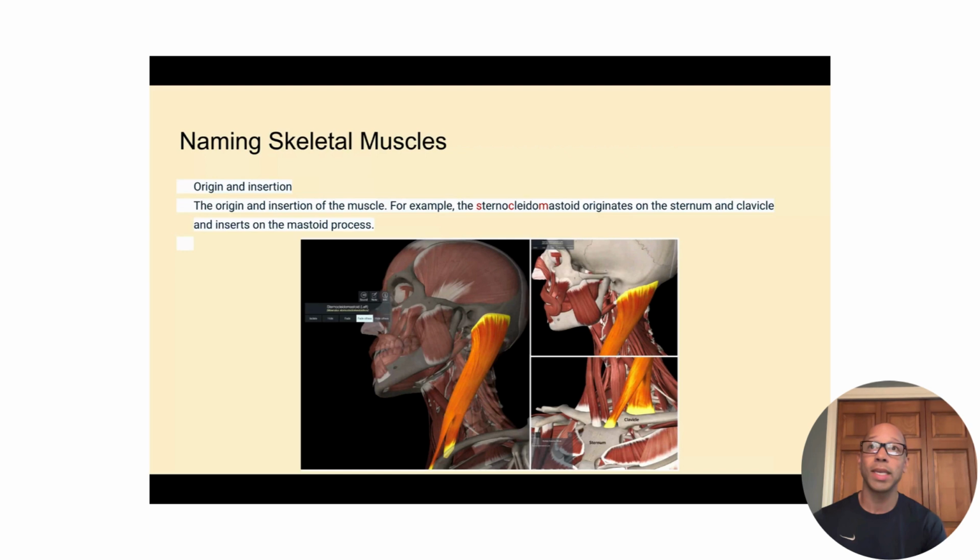So if you see something that has the name of a muscle in it, or the name of a bony landmark in it, you know it's coming from that bony landmark. It's located in that area. So you may see that with naming the muscles as well. Okay.